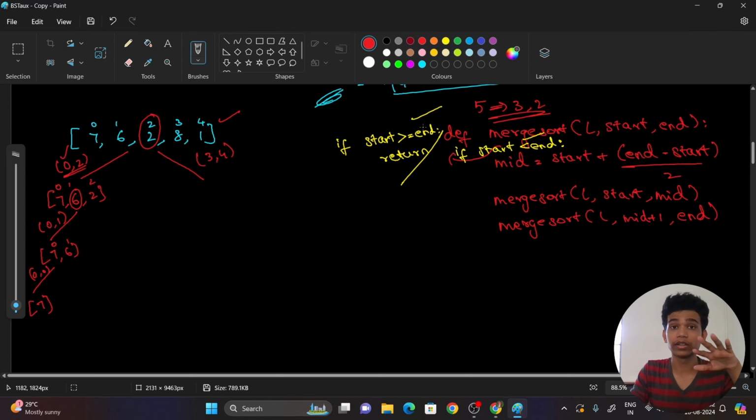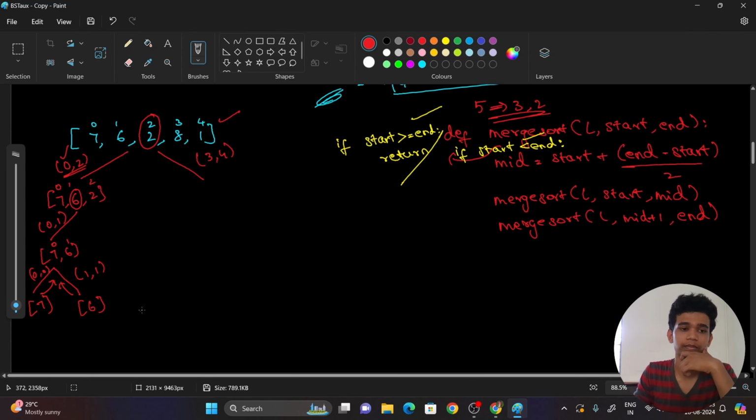What is the next step? It goes for the next recursion call. Now it is executing this step. Now L, comma, mid plus 1 to end. So what is the mid plus 1? It is 1. So 1, 1, which is 6. Again it returns back, right? Here it is returning back, and here also it returns back.